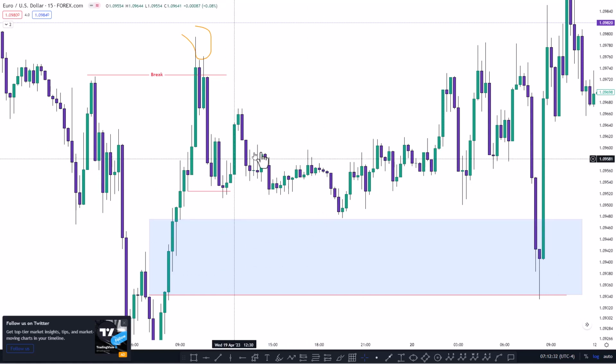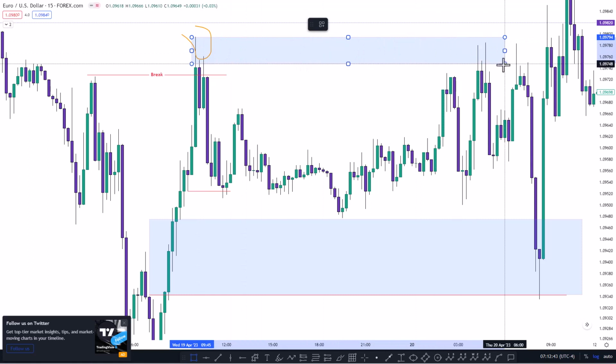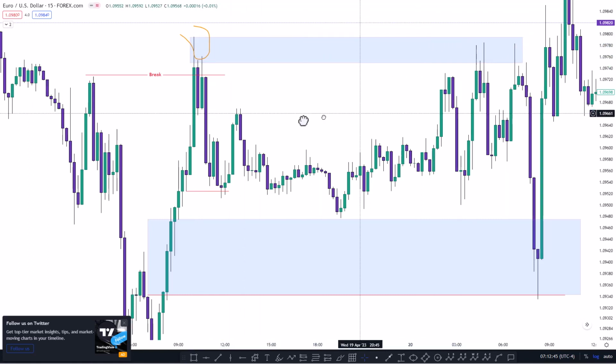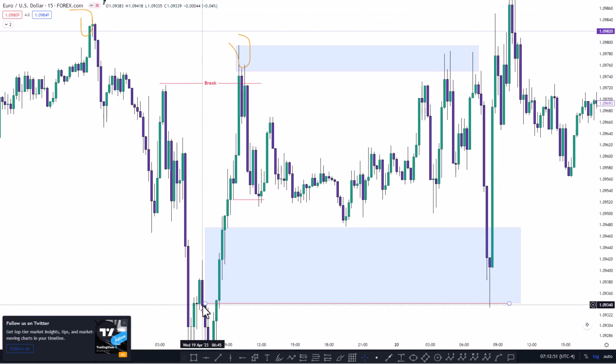Right here. So after this break, you want to wait for the market to come back to your primary zone, right here. Then you can be a seller in this area because you have an idea that the market is going to target the imbalance we have here, trading on this bullish order block.